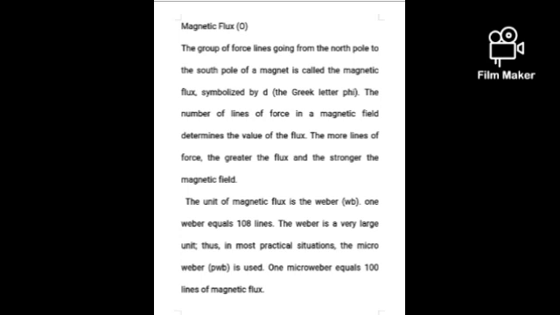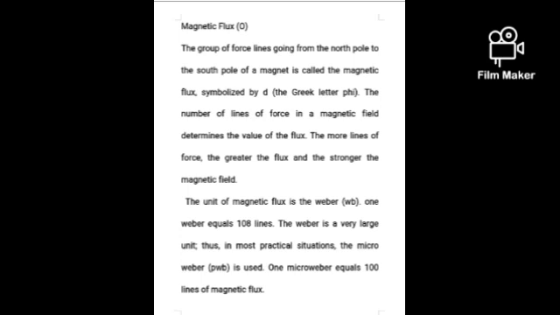So those lines going from north to south are called magnetic flux, and they are defined by the Greek letter phi. That is the number of lines of force in a magnetic field. Determine the value of the flux. So the more lines of force, the greater the flux, and the stronger the magnetic field is. You can see that one affects the other.